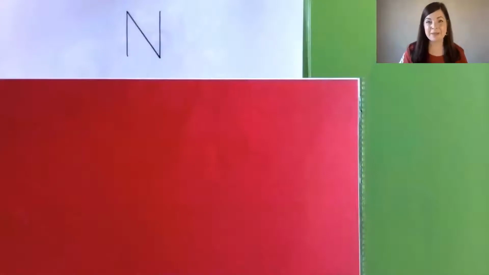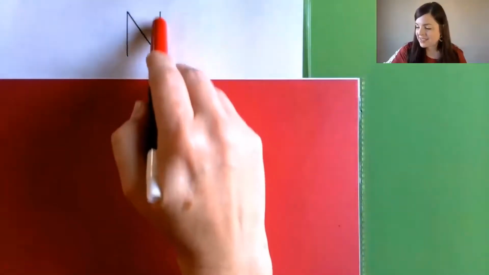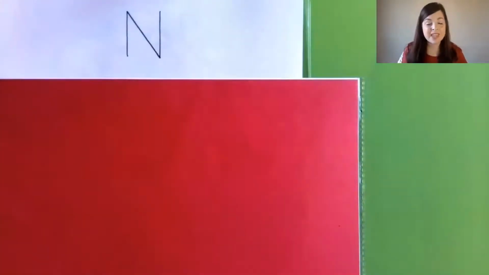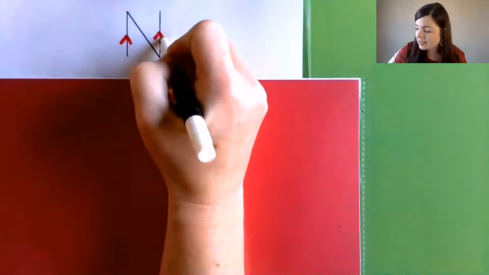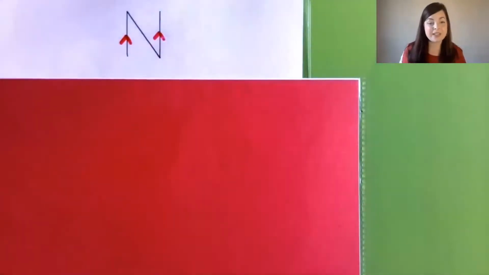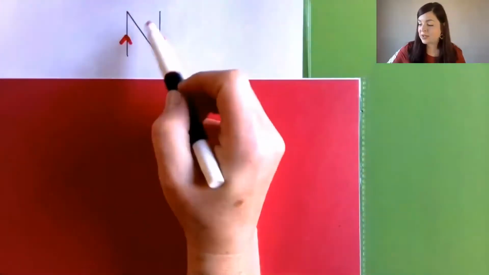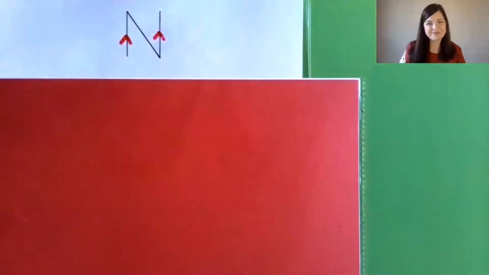Take a look at the letter N. Are there any line segments in this letter that appear to be parallel? Hopefully you noticed this line segment and this line segment look like they're parallel. And we can show that they're parallel using a symbol like this. We can draw an arrowhead on each one to show that these two line segments are parallel.